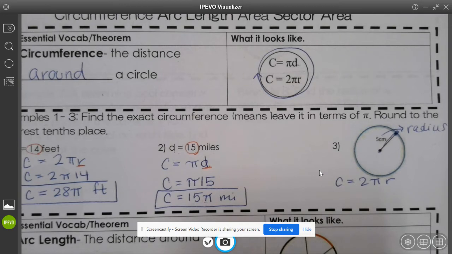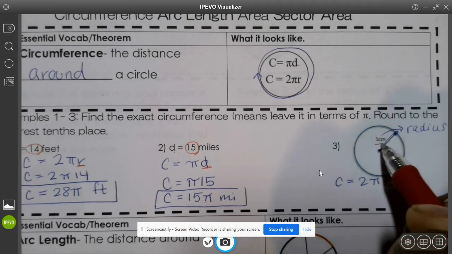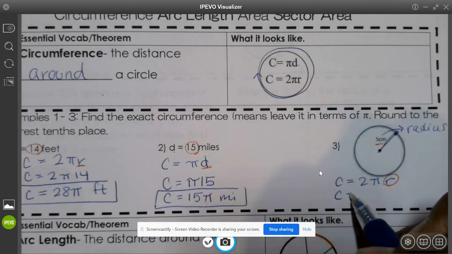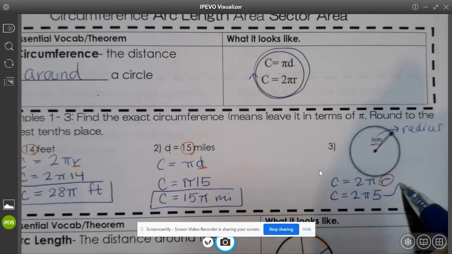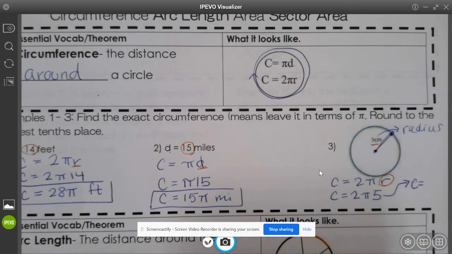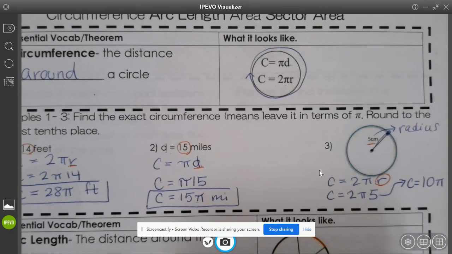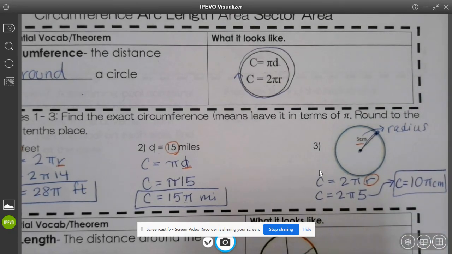Circumference equals 2 pi r. Right? Now let's plug in 5 for the radius. Circumference equals 2 pi times 5. And you can go ahead and multiply 2 times 5 for the final answer. Circumference equals 10 pi. And the units of measure is centimeters. Okay? And that is your final answer.